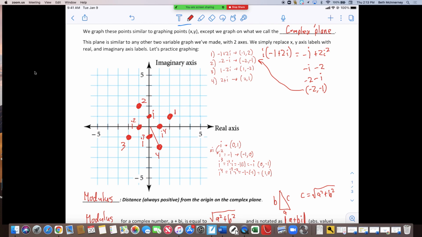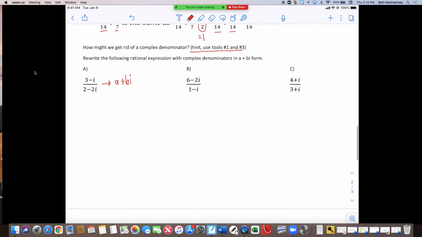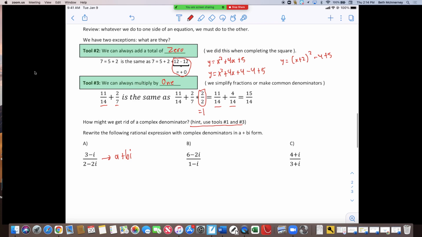Okay, guys. So a few of you were getting close to this. So what we're going to do is take a few of those tools that we've learned, right? So we want to get i out of the denominator here. So what we're going to do is we have 3 minus i over 2 minus 2i. And we're allowed to multiply any number by 1, and it doesn't change the value of the number.